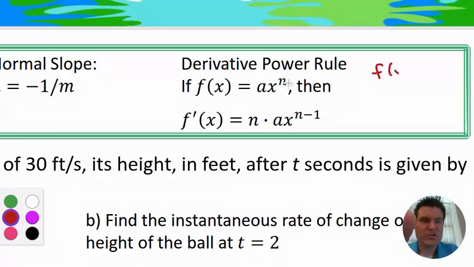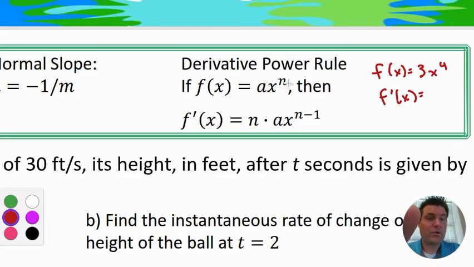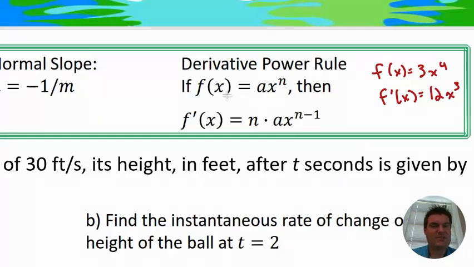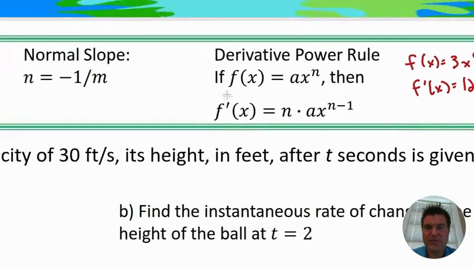If my function here is 3x to the 4th, the derivative function using the power rule would be 4 times 3, which is 12, and then subtract 1 from that 4. And your derivative function would be this right here. Only happens for polynomials, so that's all we got really right now.